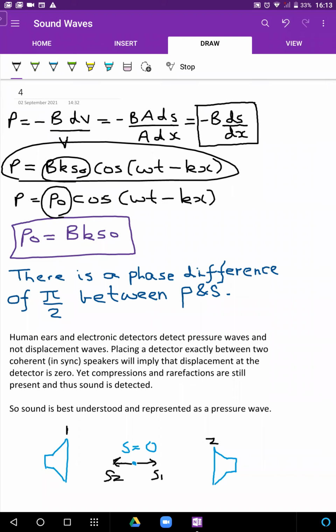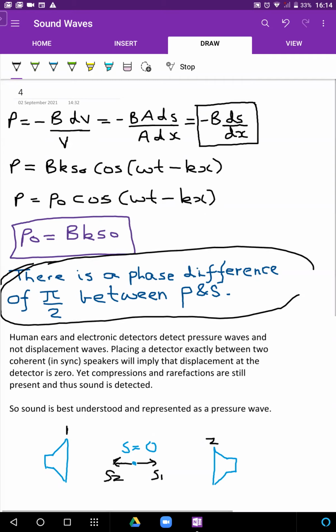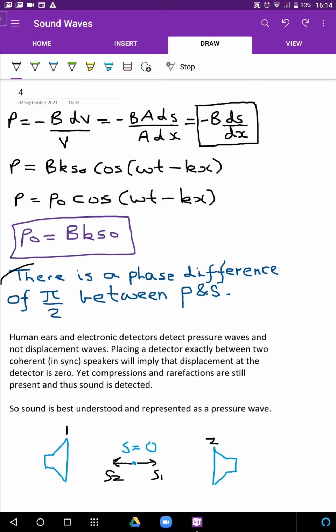So what we see here is a relation between the pressure amplitude and the displacement amplitude. This is an important relation: pressure amplitude is B k times displacement amplitude. The other point to remember is that there is a phase difference of pi by 2 between pressure and displacement. Remember that much. Whether it is positive cos or negative cos will depend on the situation. This is the exact equation.